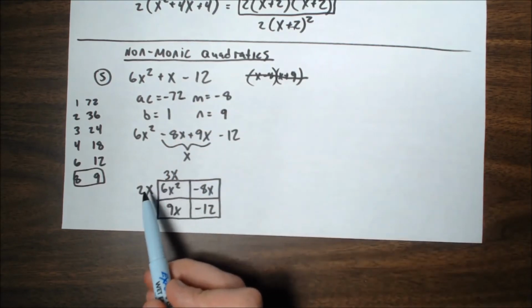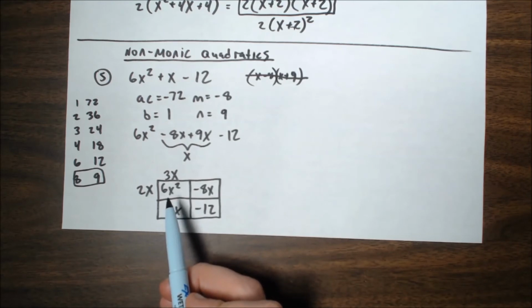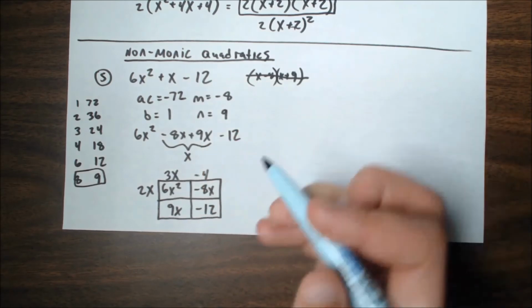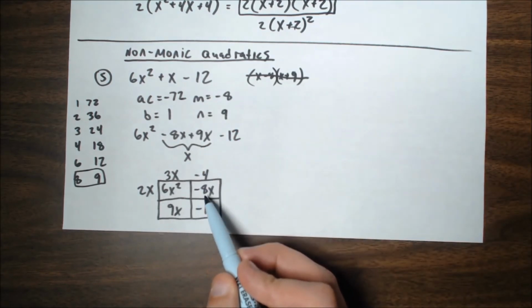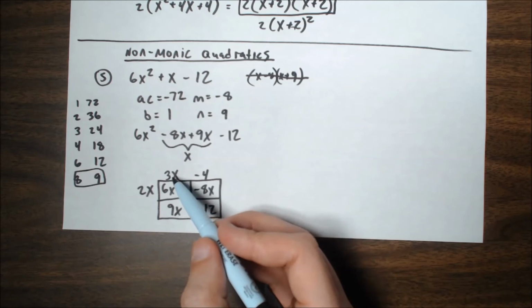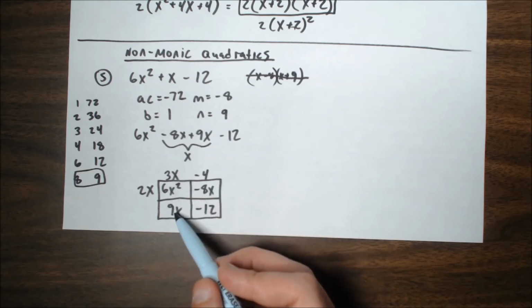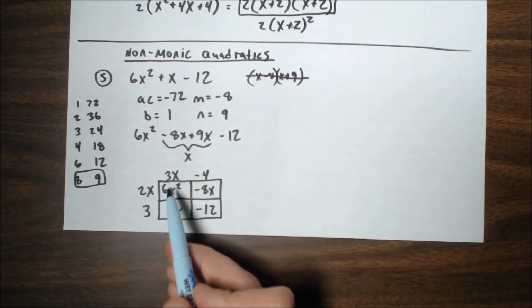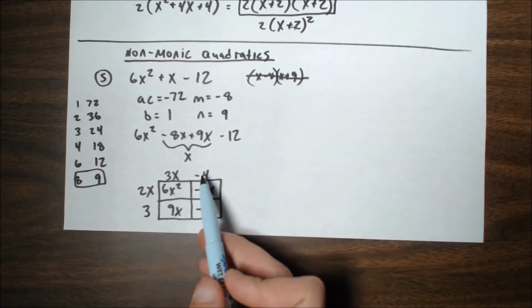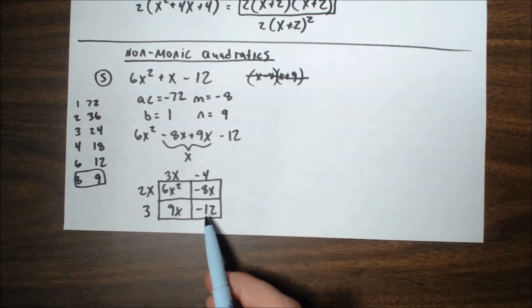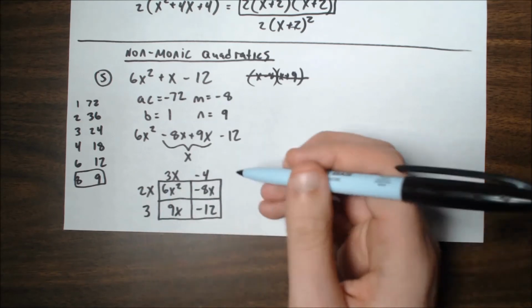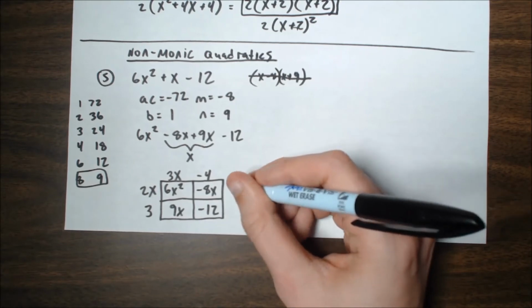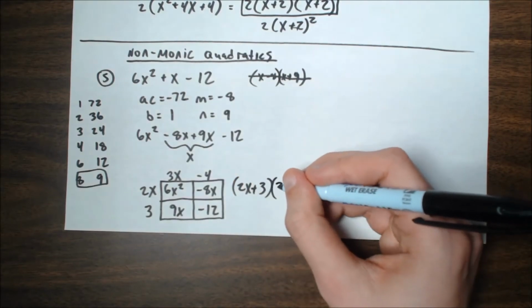Now check, if I multiply those together, I should get 6x squared, and I do. And if I pull out a 2x here, that's going to leave me with a negative 4. And check, 2x times negative 4 is negative 8x. Well, now we need to take these numbers down here and say, if I pull a 3x out from 9x, what does that leave? 3. 3 times 3x is 9x, and check, 3 times negative 4 is negative 12. These are going to be my factors: 2x plus 3 and 3x minus 4.